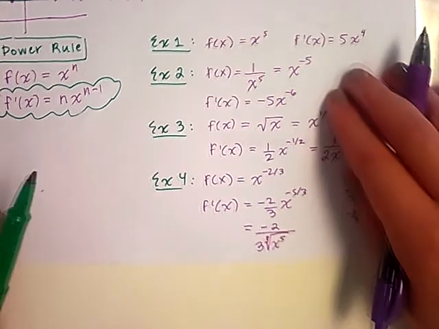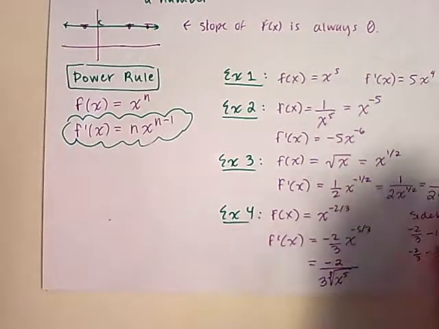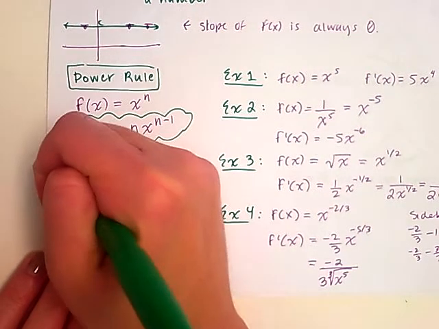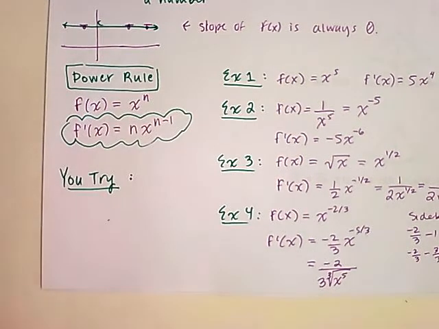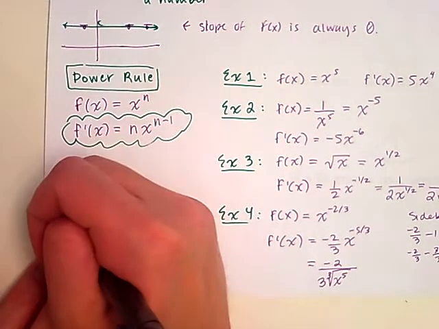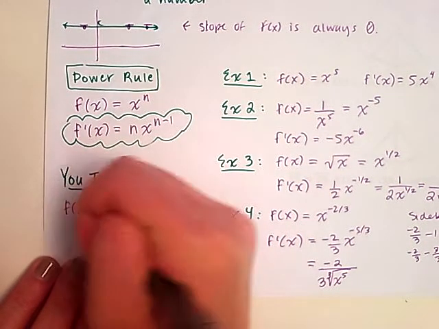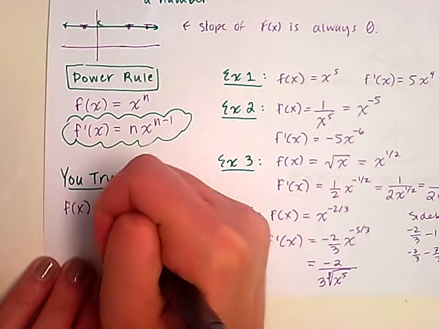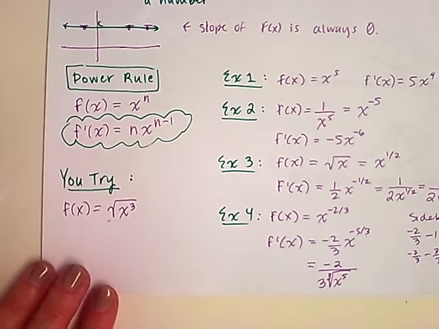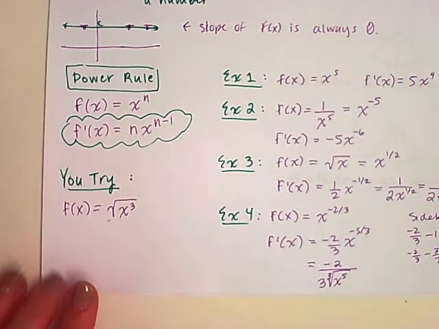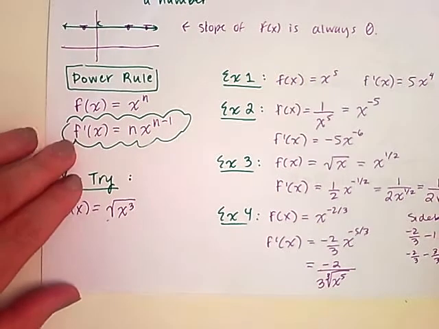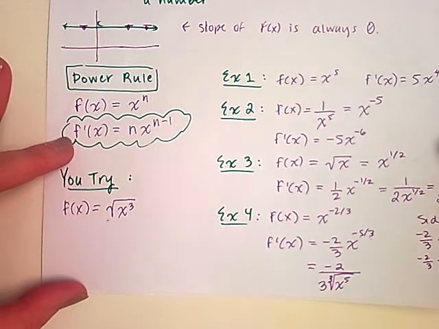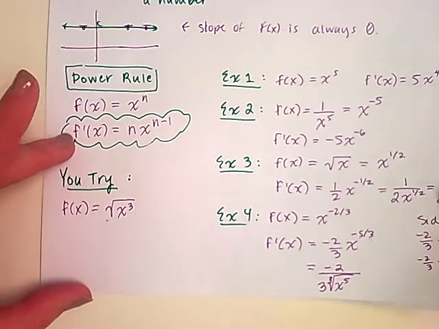Okay, so I'm going to give you one you try problem to try on your own before continuing. So your you try problem is going to be f of x equals the square root of x to the third. So can you find the derivative of that? You're going to have to convert this into a fractional exponent. All right, so I'm going to keep going, but you should pause and give that a shot, and then you can resume the video.